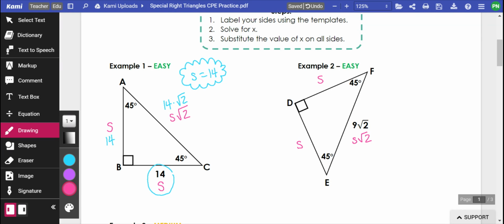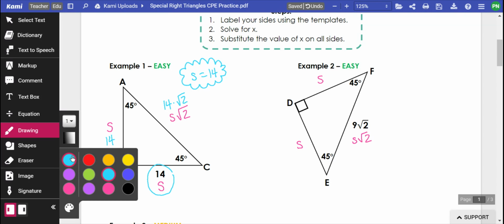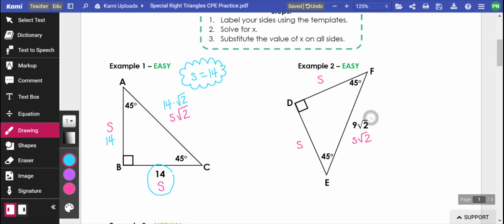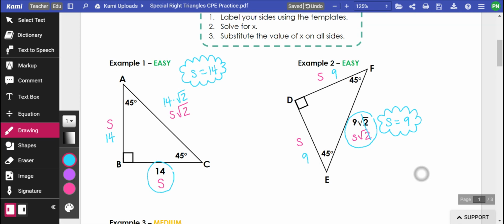And now you can see that because we're given the hypotenuse, we're given a different value, and it looks different because it has a radical in it. But all you have to see is that because this 9 radical 2 is equal to s radical 2, you can essentially get rid of the radical 2's, and s is going to equal 9 in this case. So now I'm just going to plug that back in, and I know that my side length here is 9, and my side length here is 9. So those are two simple problems.